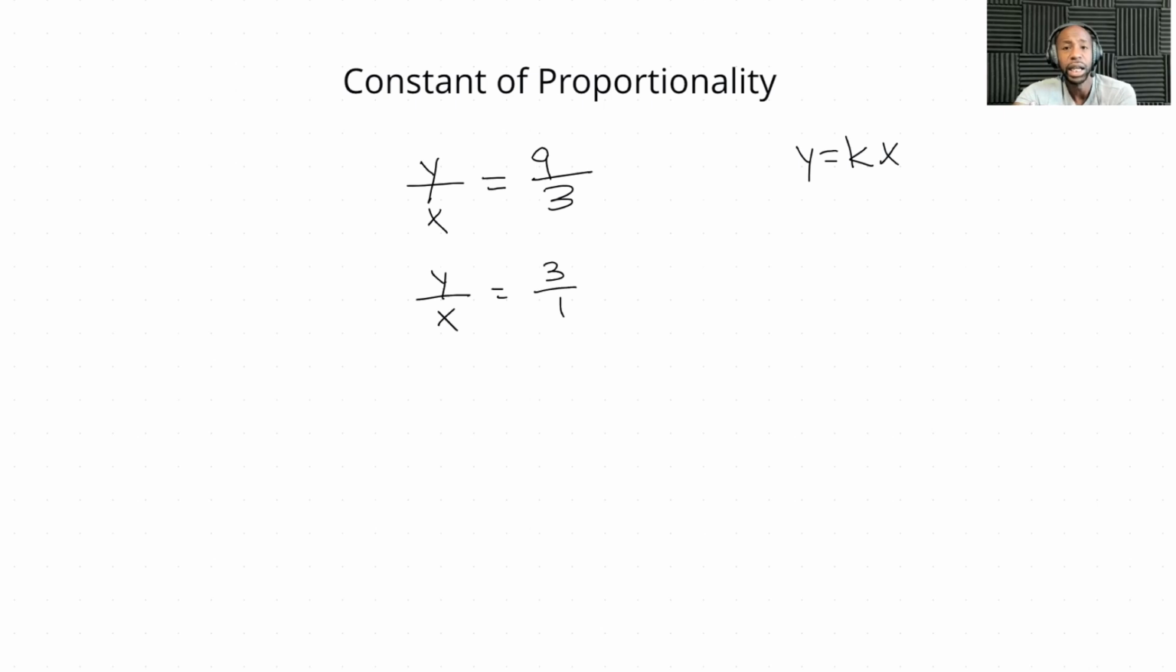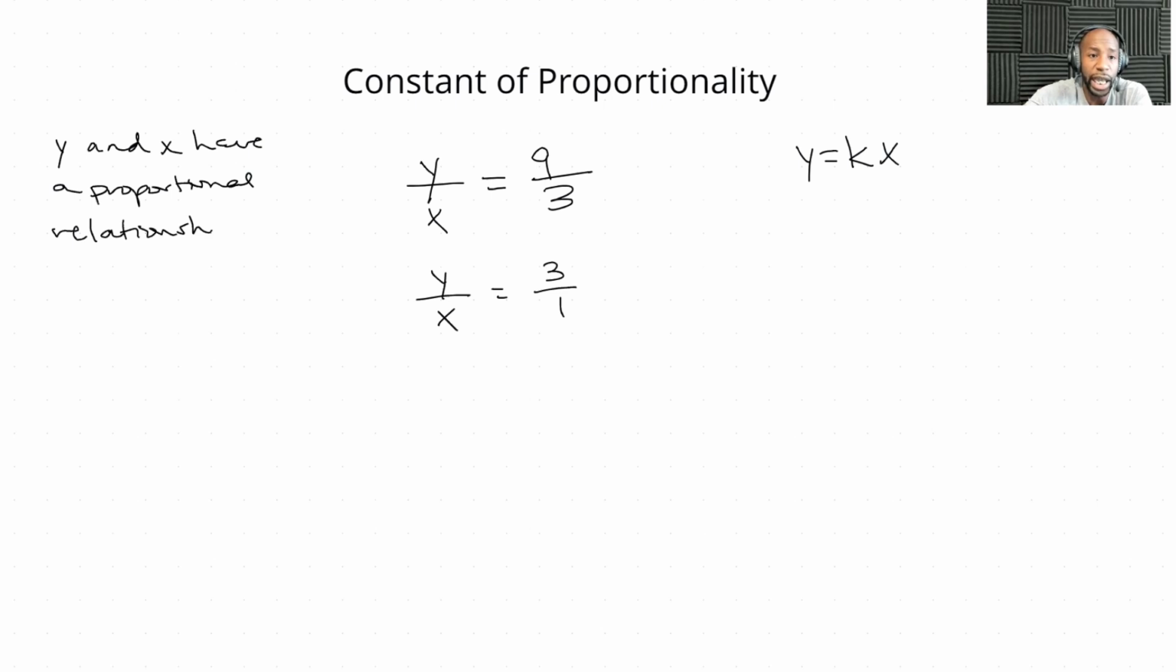So technically, the constant of proportionality is whenever you have this, you know that y and x have a proportional relationship, which means that, let me see, I just want to put this here. All that means is that they're variables.